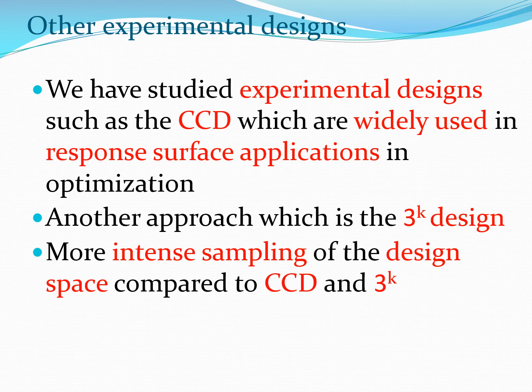Now we have studied experimental designs such as CCD, and we have also mentioned that these are widely used in response surface methods in optimization. Now, one more approach is to use the so-called 3K design, 3 to the power K. This 3K design results in a more intense sampling of the design space compared to CCD and 2K.